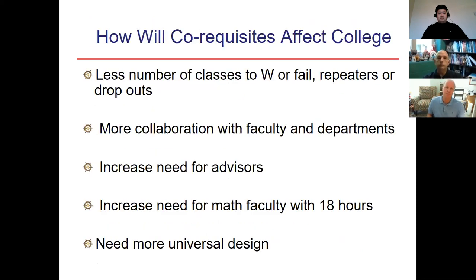Now, less number of classes with W's and repeaters? Yes, less number. More collaboration with faculty? Yes. Think about these strategies now. Increased need for advisors. It's confusing. Increased need for faculty over 18 hours. Because most of the time, if you have 18 hours, a bachelor's degree in mathematics, you can teach developmental. Now we'd probably slide them into the co-rec courses. Need for more universal design. This is good. This is working out.